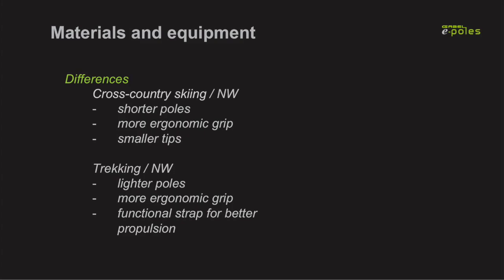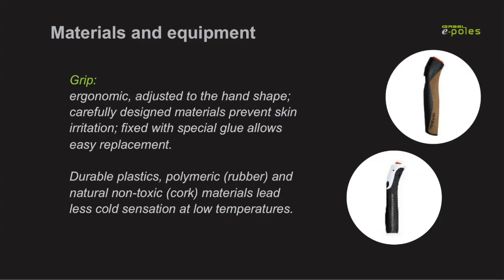The grip is adjusted to the shape of the hand. The carefully designed materials don't cause any skin irritation. The cork that is used for the grip is a natural, non-toxic material that resists sweat in cold temperatures. So it's rather comfortable to work out in any weather. There is some rubber and an antimicrobial material that is also important during sports sessions.